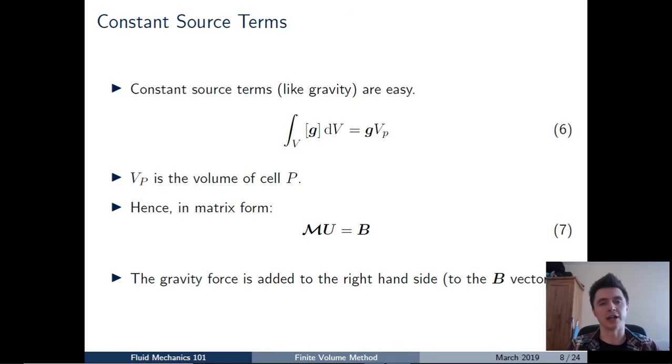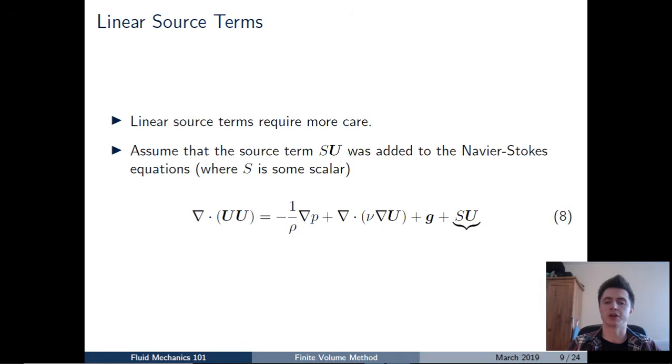But what happens if we have a source term that linearly depends on velocity? Say, for example, if there was some source term S u added to the right-hand side of the Navier-Stokes equations, a general source term where S is some scalar. These types of source terms are fairly unusual for the Navier-Stokes equations, but for other scalar transport equations, such as turbulent kinetic energy and temperature, these source terms are more common. And so the treatment doesn't depend on which equation we're using. We use the same process to integrate these source terms across our cell.